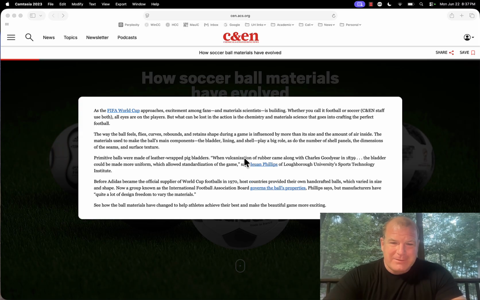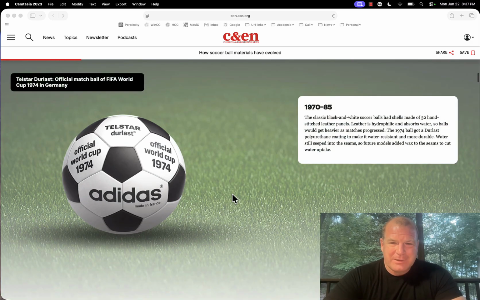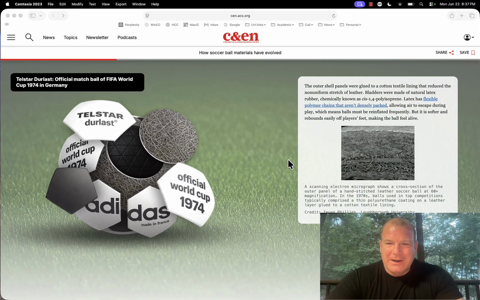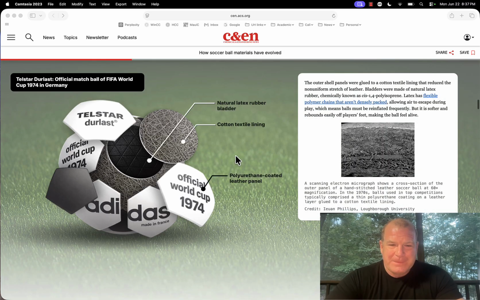Even before that, though, there was not really standardization. So vulcanized rubber led to more standardization, and then we go to more contemporary times. So here's 1970, 1985, and this is the World Cup soccer. And you can see the layers here.